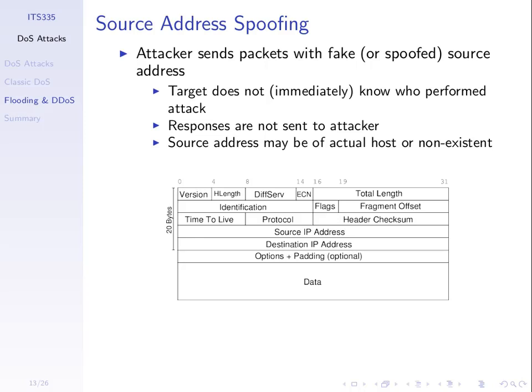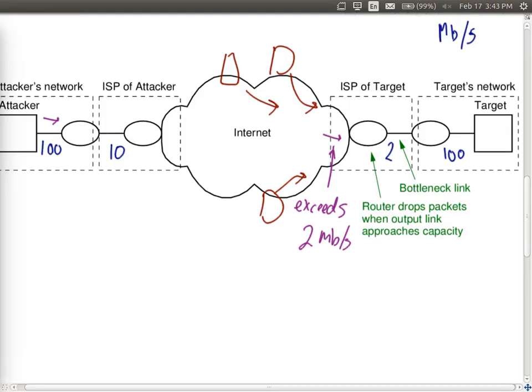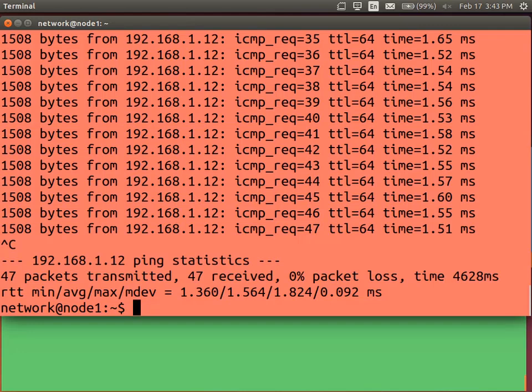The other benefit for the attacker is that the responses are not sent back to the attacker. The responses are sent to the fake address. Let's see. We'll show you how to set a fake source address and see it take place when we use a ping.